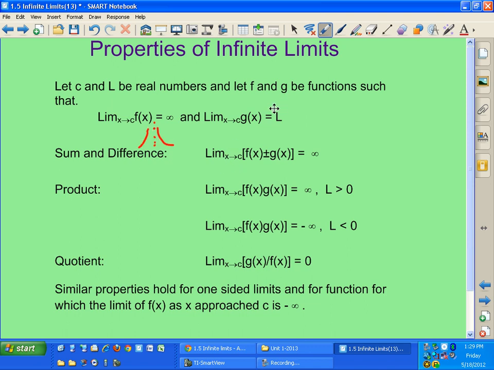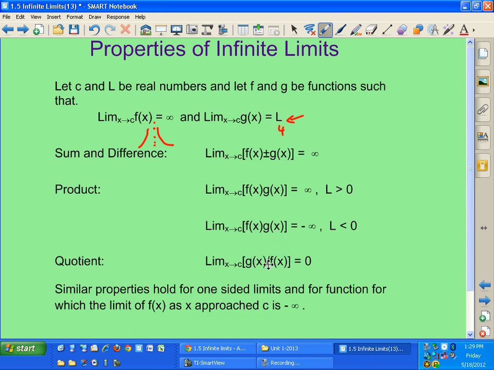Over here we have a function g of x that approaches some value, say like 4. If that's the case, if you add those together, infinity plus 4 is still going to be infinity. If you multiply them together, infinity times 4 is just infinity, or negative infinity, depending on what the L value is. You can change it.